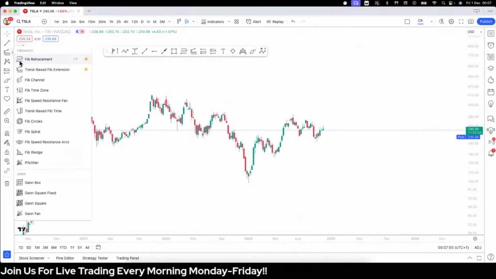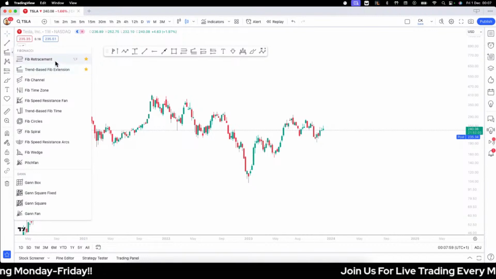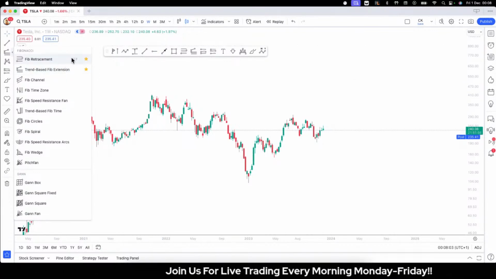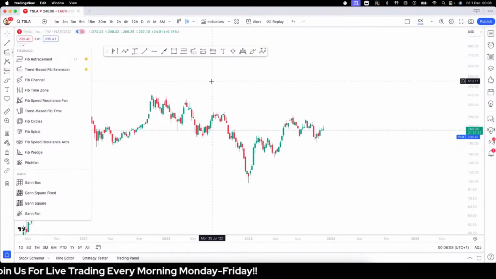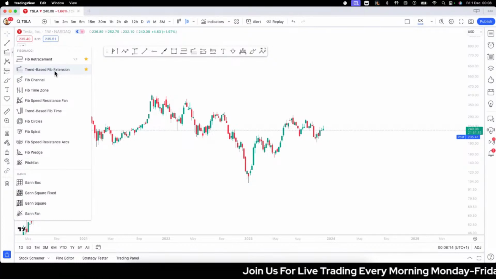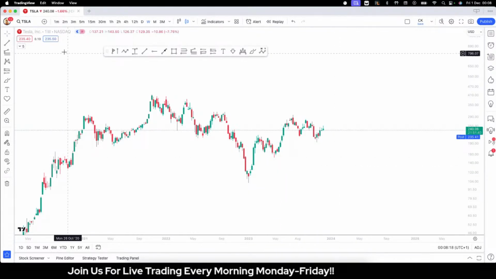Basically, the name says it, right? Trend-based Fib extension. Basically, the Fib retracement, you take it from point A to point B. There's only 2 points that you need to worry about, a swing high or a range high to a range low or a swing low, right? But for trend-based Fib extensions, you will click 3 times. So you need 3 points. Well, you always need already the start of a trend.